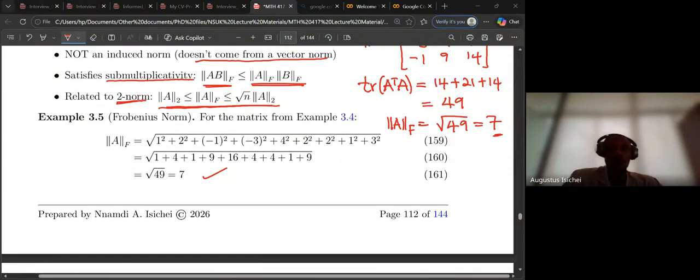Do you have any question about the Frobenius norm before we move on? This class will end by 12:30. Any question about the Frobenius norm, please?